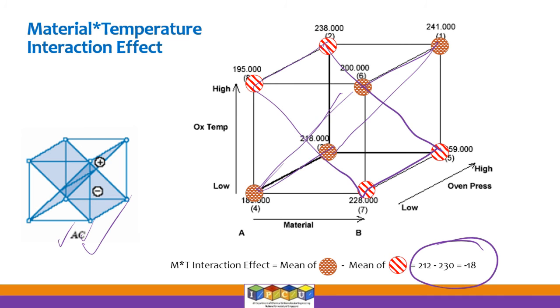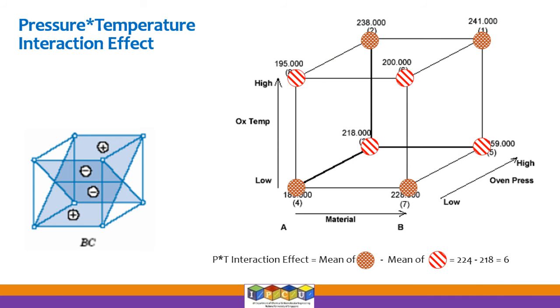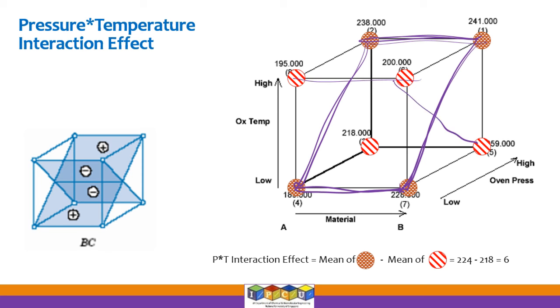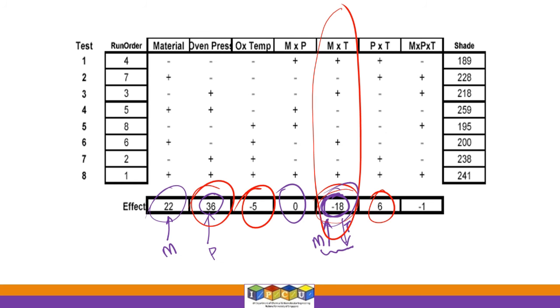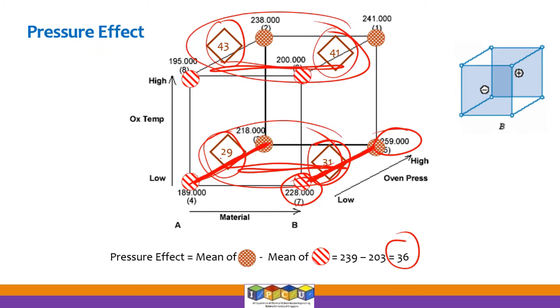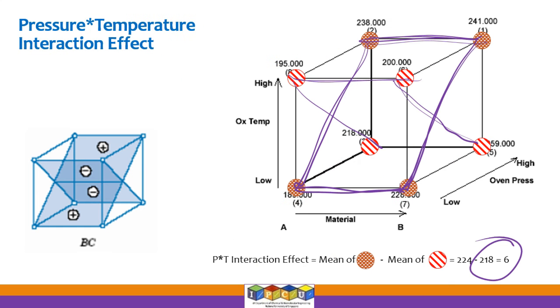And if you do p times t likewise, what you will see is you have to take these 4. So these 4 are where p times t is +1, and these 4 are where p times t is -1. So if you take this plane and this plane, the average readings, and you subtract, you will get the p times t interaction effect. That is going to be +6 in this case. So that is what you would have got from the table as well. All right, +6 p times t.